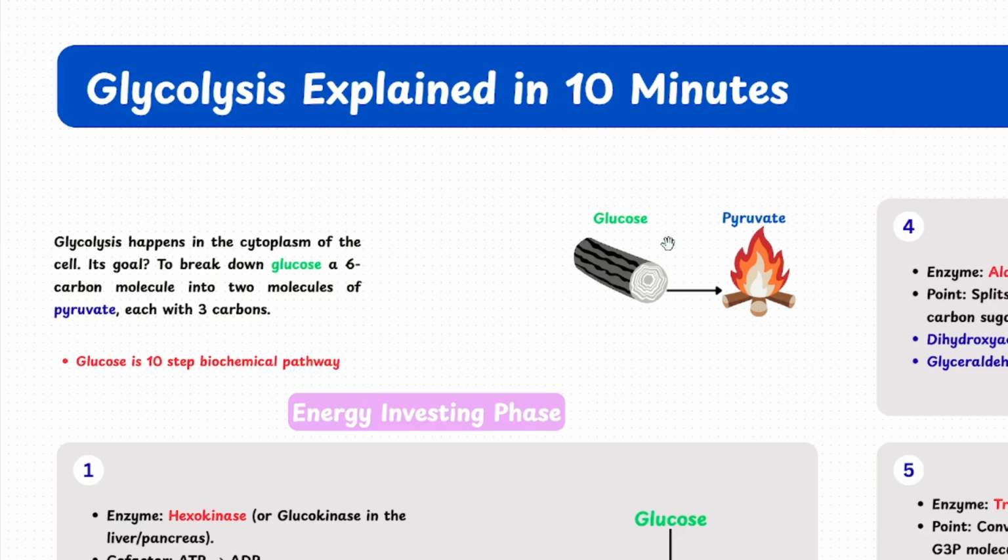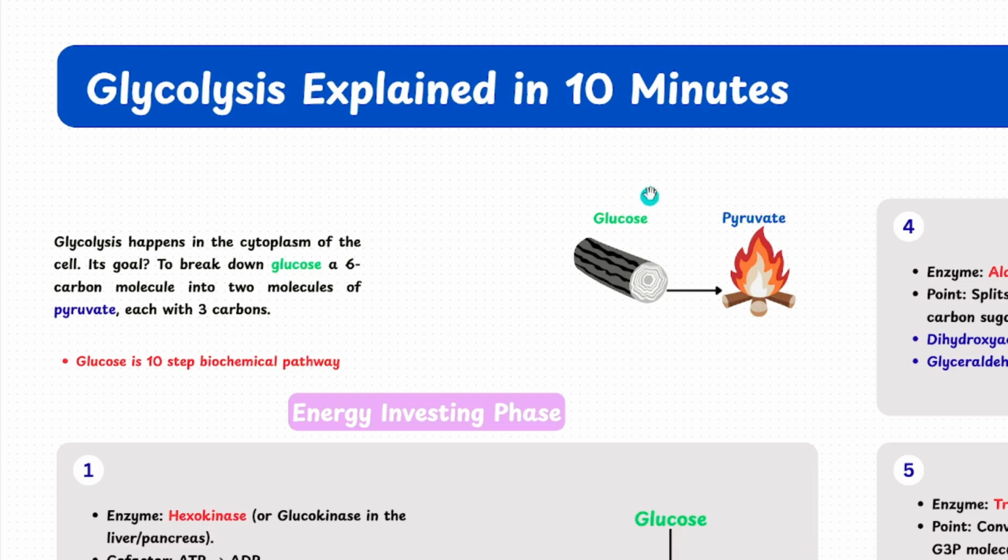So what is actually glycolysis? Glycolysis is simply a biochemical reaction that occurs within the cytoplasm of cells where glucose, a 6-carbon containing molecule, is being broken down to 2 molecules, each containing 3 carbons. And this molecule is called pyruvate. So that is the end product of glycolysis.